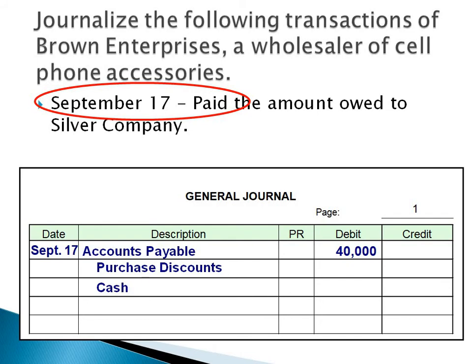How much was the discount? 40,000 times 1% or 0.01 in decimal equals 400. How about the credit to cash here? 40,000 times 99% or 0.99 equals 39,600. How did we get 0.99? 100% minus the cash discount of 1% equals 99%. 99% in terms of decimal is 0.99.